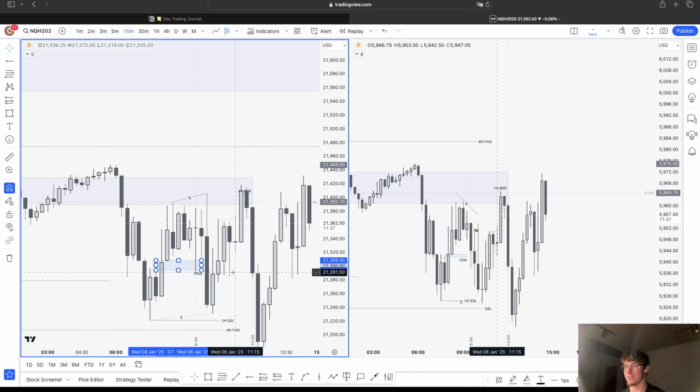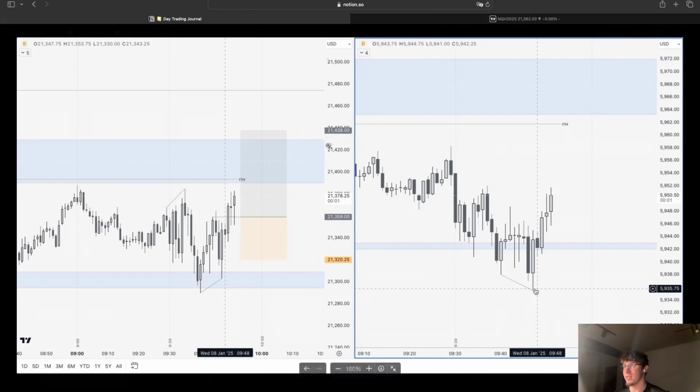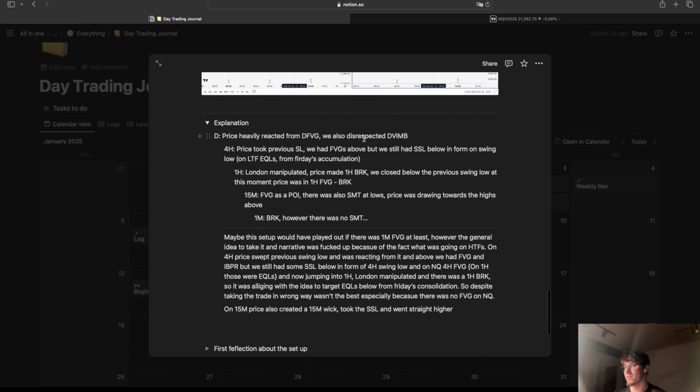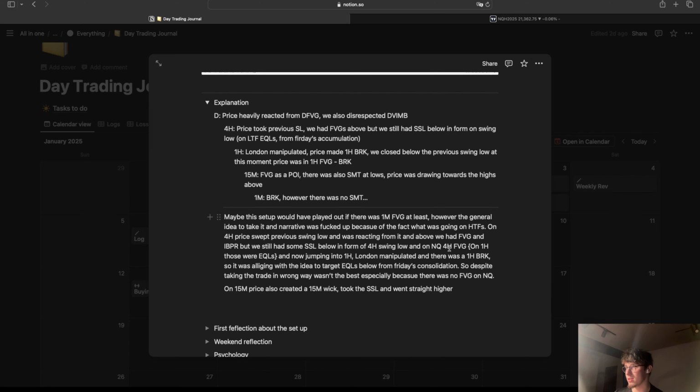Making neutral, and that's all. So yeah, that's pretty new. Even if there was a 1 minute FVG, I don't want to even discuss the setup, because there wasn't even a 1 minute FVG, and I don't know, this was an emotional trade. Well, let's actually finish reading this, or sweep previous swing low. Maybe the setup would have played out if there was a 1 minute FVG at least.